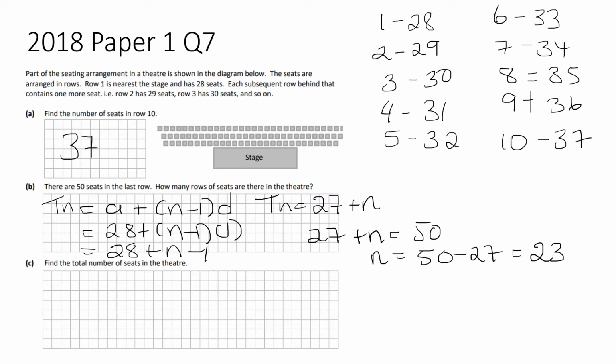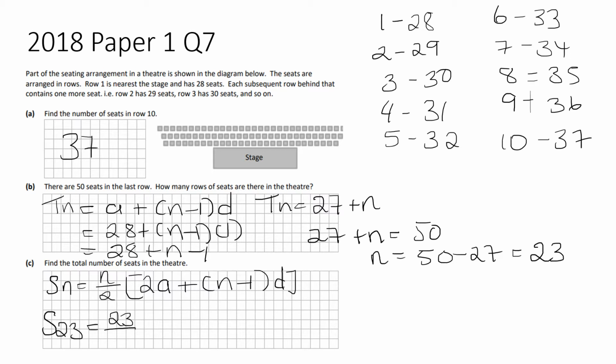So what they're asking you to do is find out the total number of seats in the theatre. So we know that there are 23 rows because we found that in the last row there's 50 seats. So I'm trying to find the S of 23. So that's the sum formula. In your formula tables, it's n over 2 bracket 2a plus n minus 1 by d. So I'm just going to sub in the information.